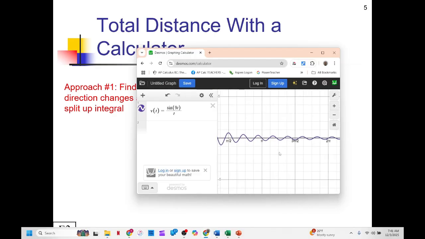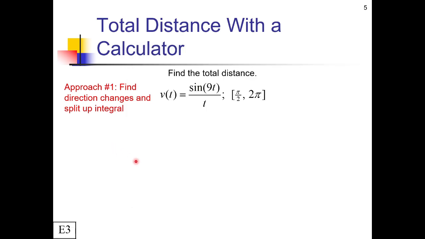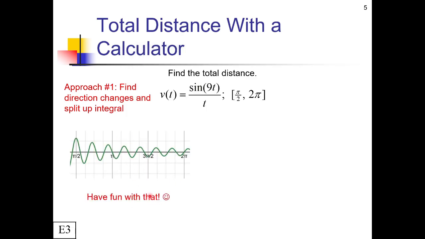If you zoom in a bit, you'll see the velocity is changing sign multiple times. That's indicating multiple direction changes. So you would have to find all of these sign changes and then create an integral for every single one of those. So that's a little bit kind of nasty if we're trying to do it this way. Yeah, have fun with that.